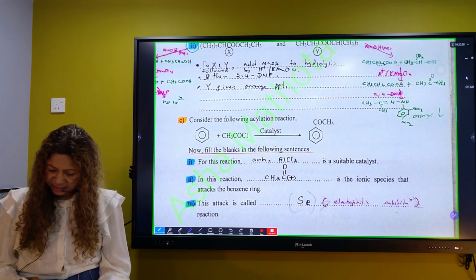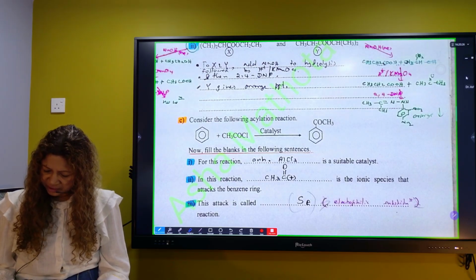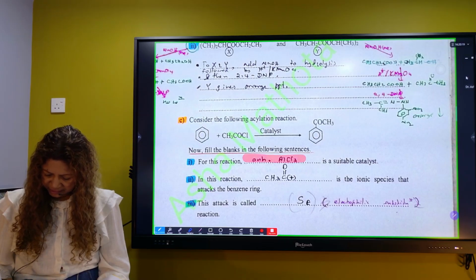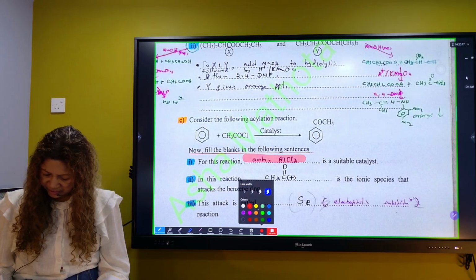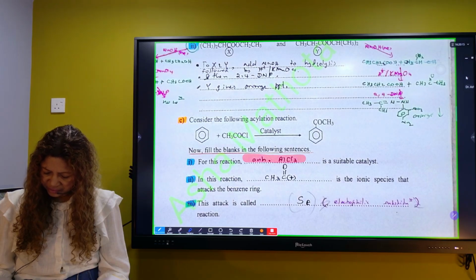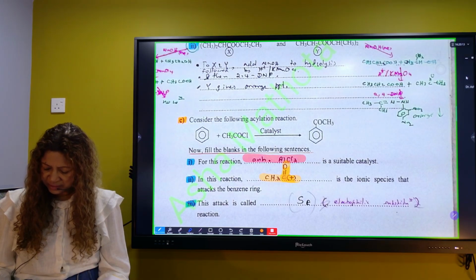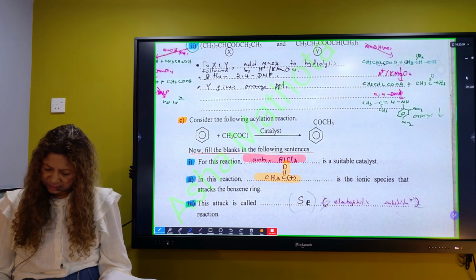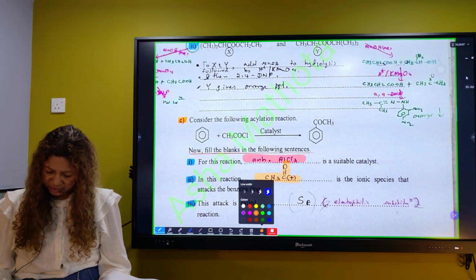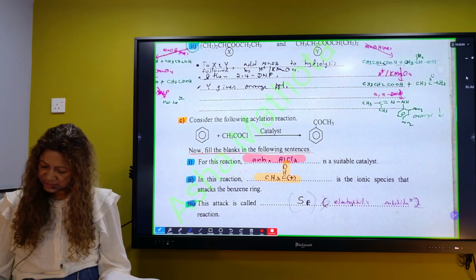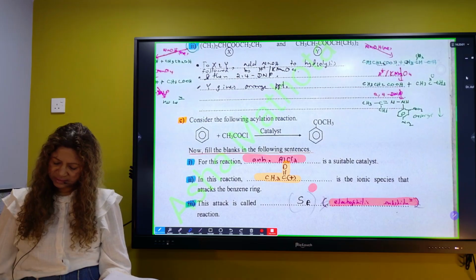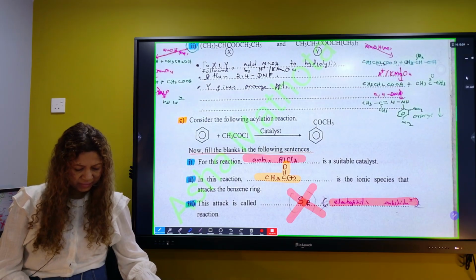For Friedel-Crafts acylation, the suitable catalyst is anhydrous aluminum chloride. To attack the benzene ring, the reaction is electrophilic substitution. This is stable, you can show this separately. This attack is called, you have to write the exact name, electrophilic substitution. Do not write this, because they are not giving marks for that.